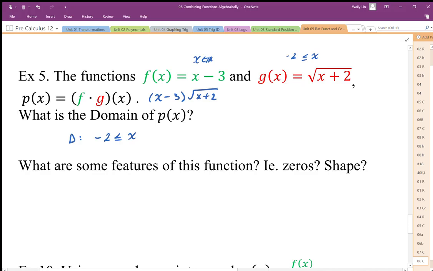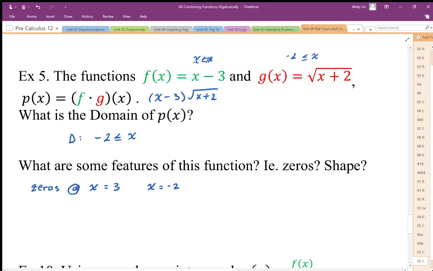So what do we know about this graph? Well, we don't know very much because we've never seen any graph like this. But we do know that it has some zeros. Since these are factors, we have zeros at x equals 3 and x equals negative 2. Where it starts, we're starting off at a 0.